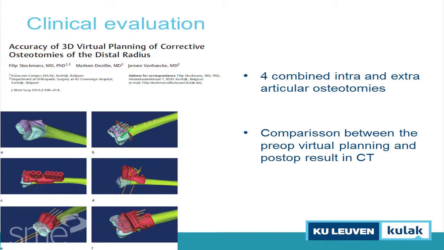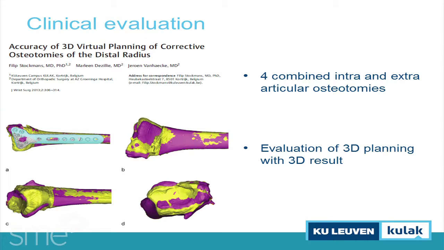And if you would use the conventional technique with the one from Diego Fernandez with the K-wires, you will have even less than that. We looked at the accuracy of clinical cases where patients had a combined intra and extra-articular malunion, so the absolute worst case scenario. And we compared between the pre-op virtual planning and the post-op CT scan. So both measurements were done in the three-dimensional environment, not on biplanar X-rays.